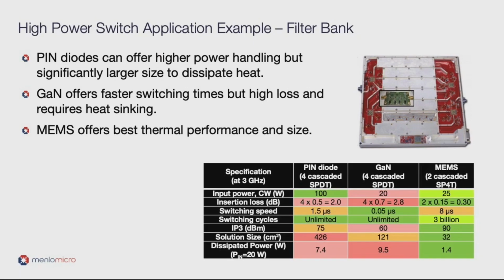The MEMS switch, having the lowest insertion loss at 0.15 dB per switch and only requiring the 2 switches, means that the solution size is the smallest of all of the options. It's dissipating the lowest amount of power at 1.4 watts, given a 20 watt input power. It has the highest linearity of our options.